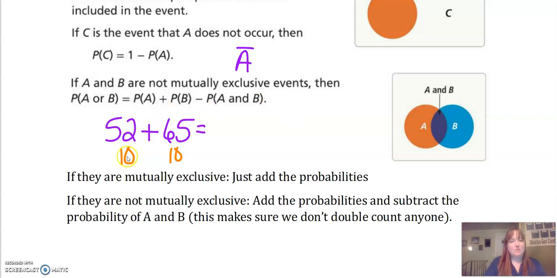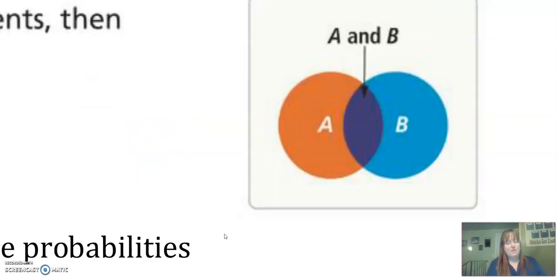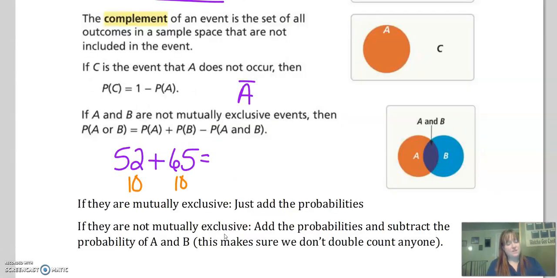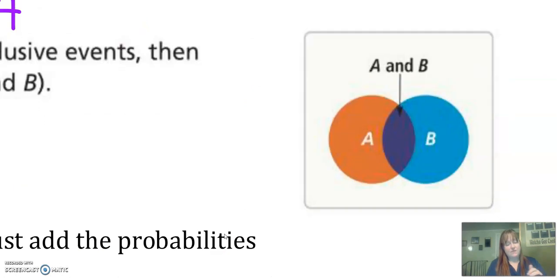I have 10 people in this group that are freshmen and in band, and I have 10 people in this group that are freshmen and in band, okay? What happens when I add these two together? Well, I double count those 10 people. Let's look at it maybe on this instead. So I had 52 and 65, but I have these 10 people in the middle, then I would accidentally double count them if I just add 52 and 65, right?